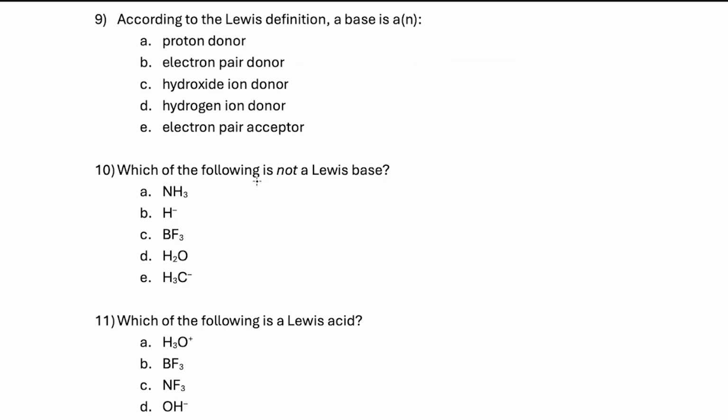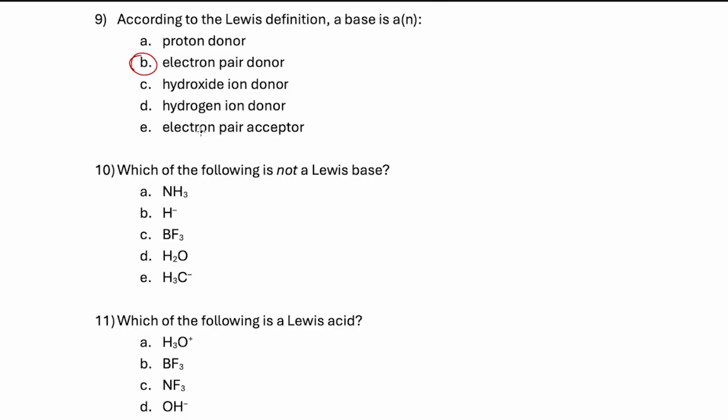Now, number 9 is asking us, according to the Lewis definition, a base is, well, this is a straight definition question. If you don't remember this, rewatch the topic video. It's in the description below. I go into depth describing each Lewis, Arrhenius, and Bronsted-Lowry. And so according to the Lewis definition, a base is an electron pair donor, while an acid is an electron pair acceptor.